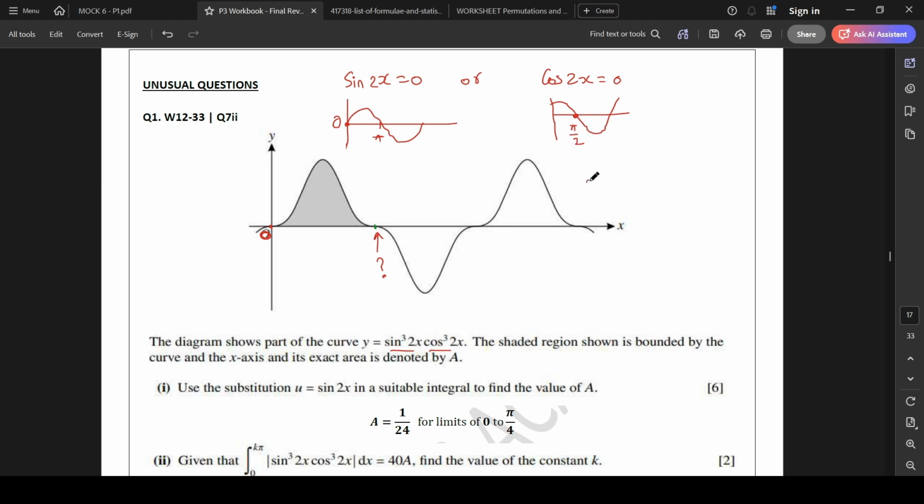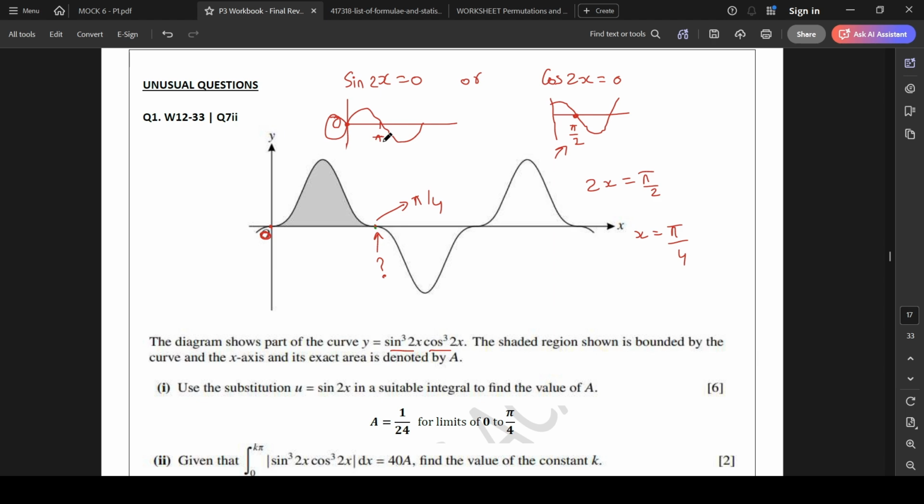So I know that the value of 2x must be equal to pi by 2, because after 0, this is the closest value to 0 at which this equation can be equal to 0. So my 2x is equal to pi by 2. So from here I can say that x is equal to pi by 4. That is how I know that the highest value of the limit, if you integrate this curve, will be pi by 4.